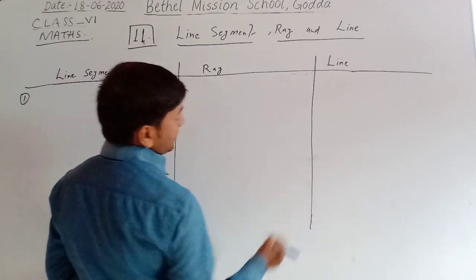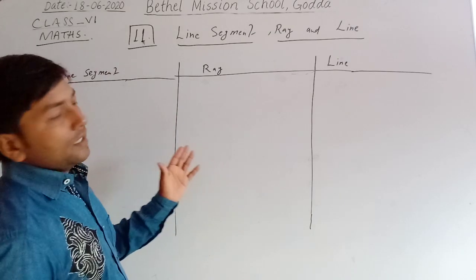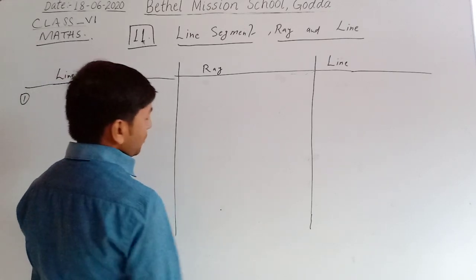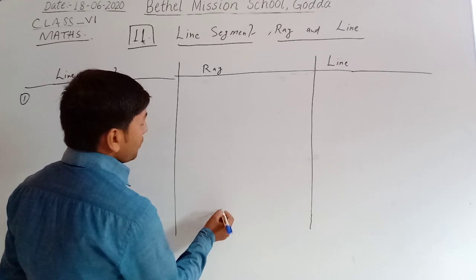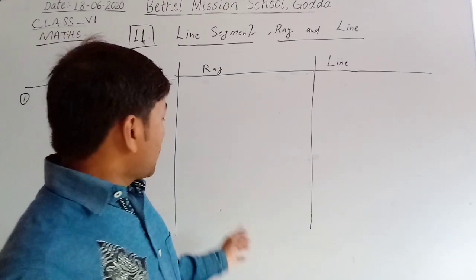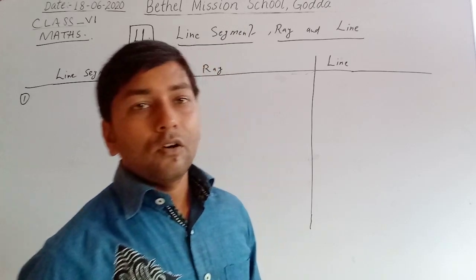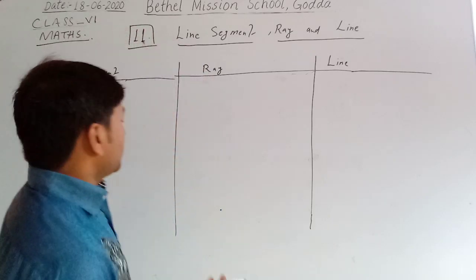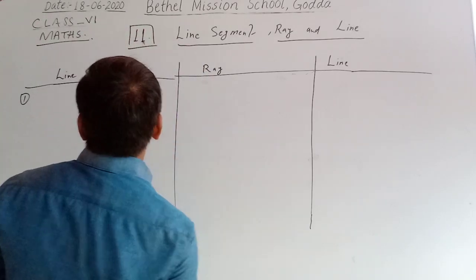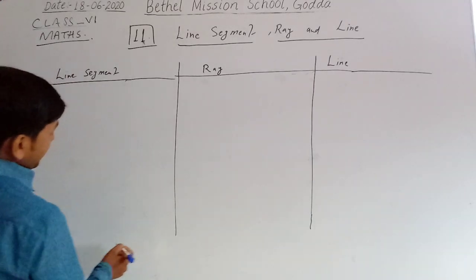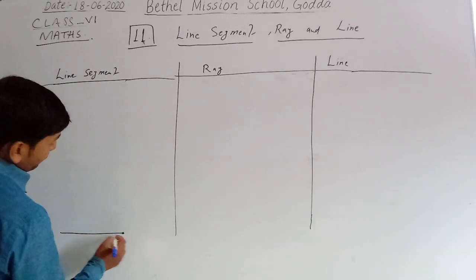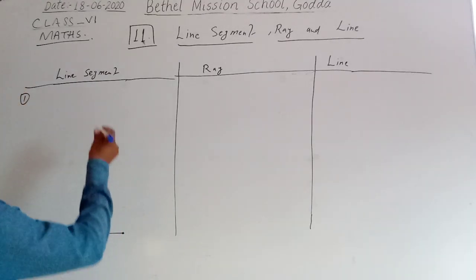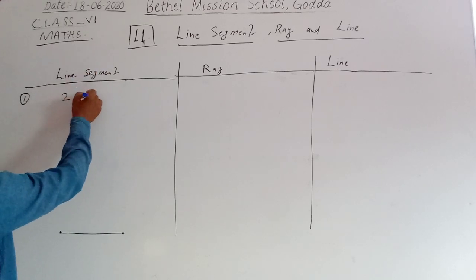So first, whenever we start any ray or any line segment to draw, then we take a point. What is the point? This symbol is called point. Point is an exact location of any figure or any number. Okay, so now we understand what is line segments. Line segments, when we draw a line segment, has two end points. How many end points? Two end points.